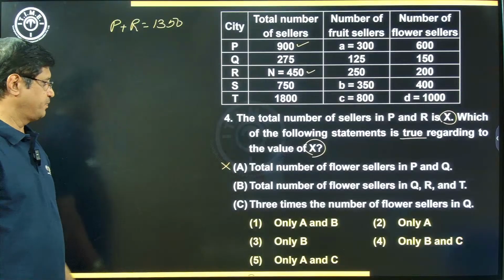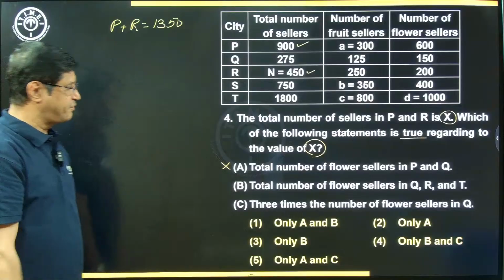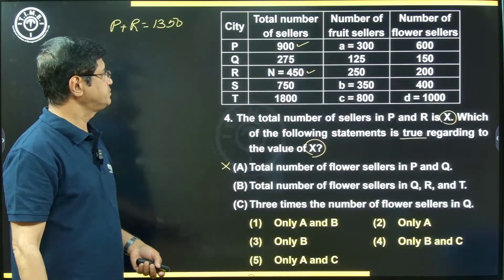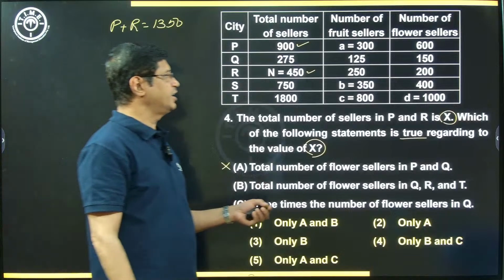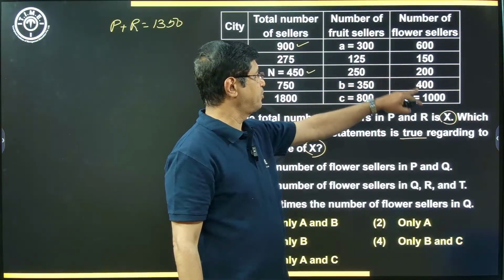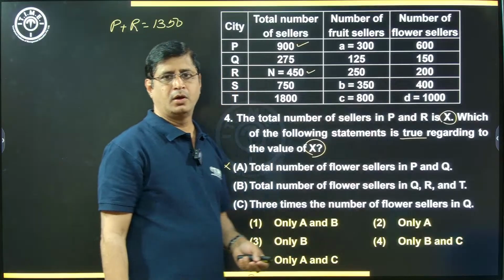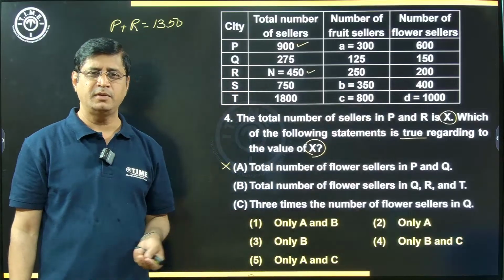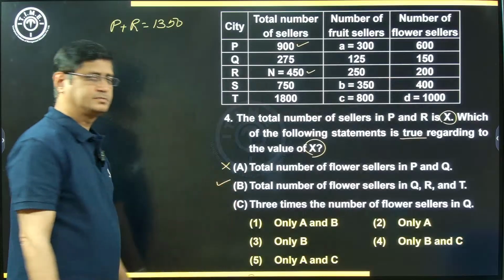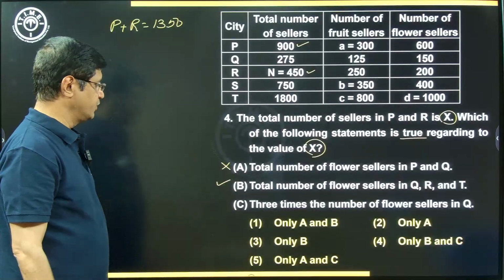Look at the second one. The total number of flower sellers in Q, R and T. Q, R and T total flower sellers. 150 plus 200 plus 1000. 150 plus 200, 350. Plus 1000, 1350. Yes, it is true. Now look at the third one.